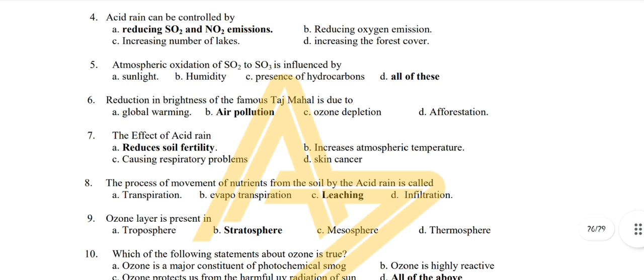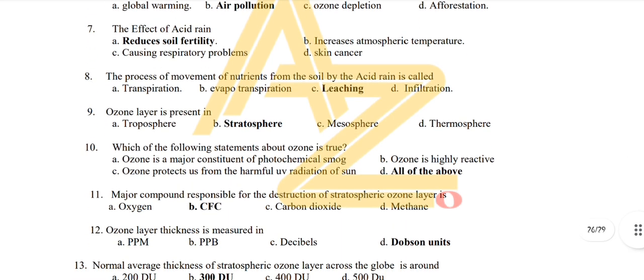5th question. Atmospheric oxidation of sulfur dioxide to sulfur trioxide is influenced by all the above: sunlight, humidity, presence of hydrocarbons. 6th question. Reduction of brightness of the famous Taj Mahal is due to air pollution. 7th question. The effect of acid rain is reduced soil fertility. 8th question. The process of movement of nutrients from soil by acid rain is called leaching. Ozone layer is present in the stratosphere.